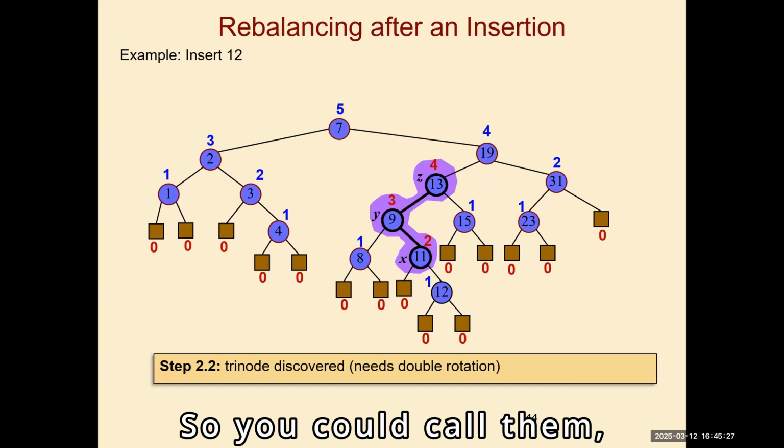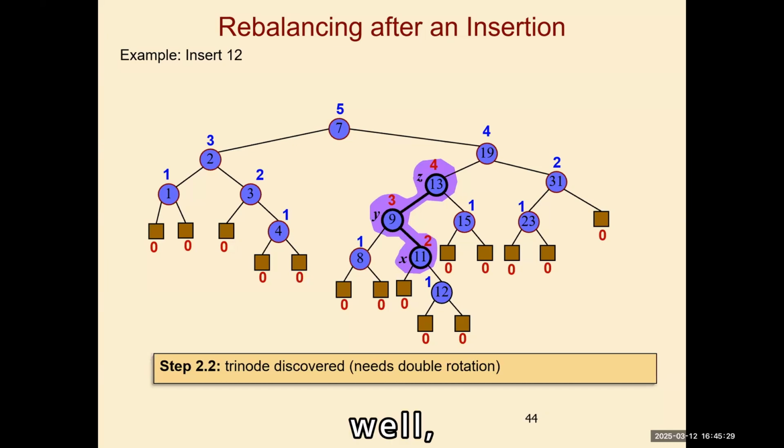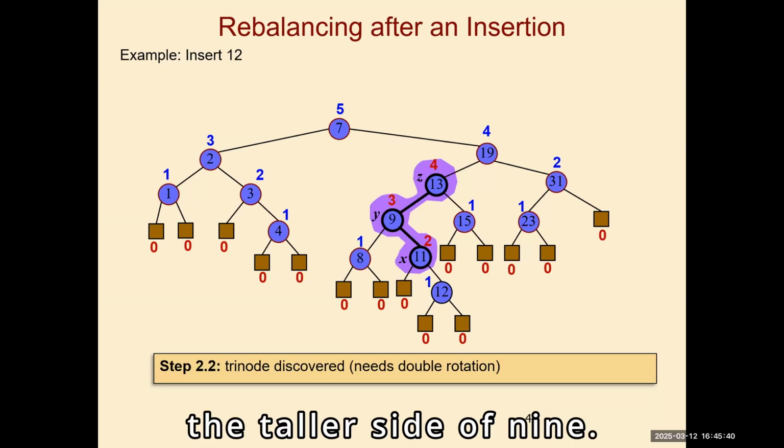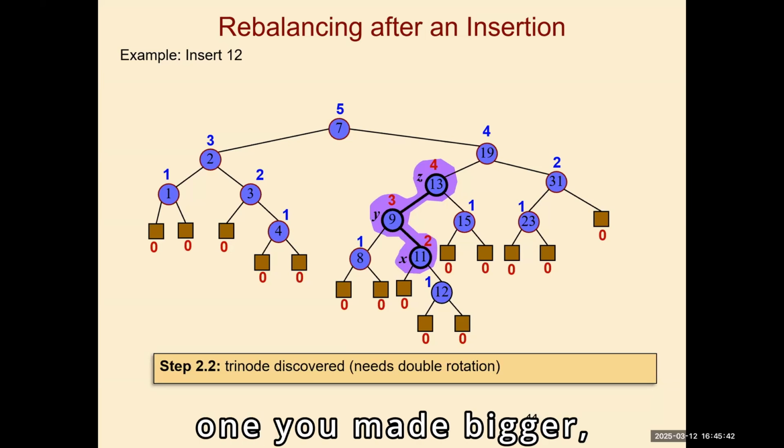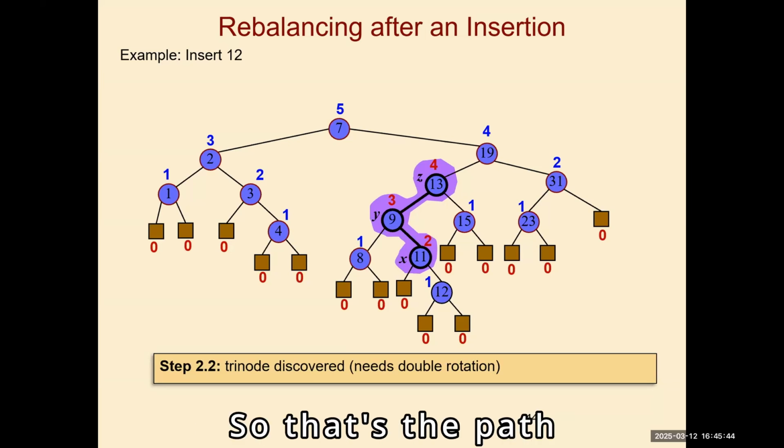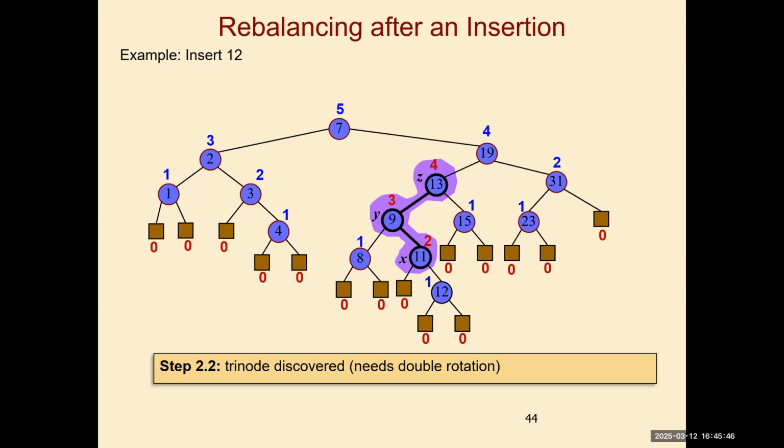Those, you could call them, well, 9 is the taller side of 13. Well, why is it the taller side? Well, because you made it bigger, right? And then 11 is the taller side of 9. Why? Because that's the one you made bigger, right? So that's the path coming up, right? Everybody agree with that?